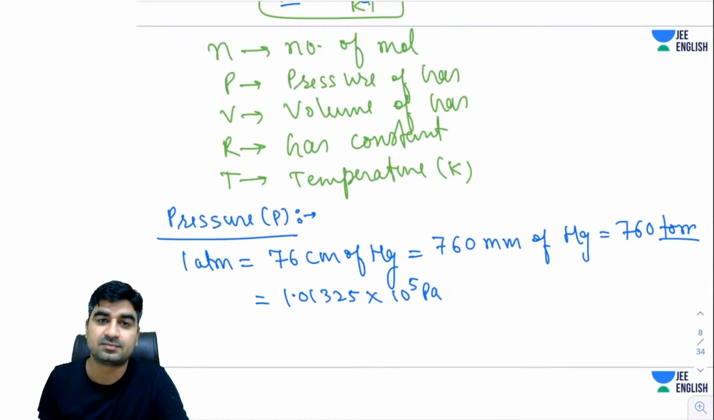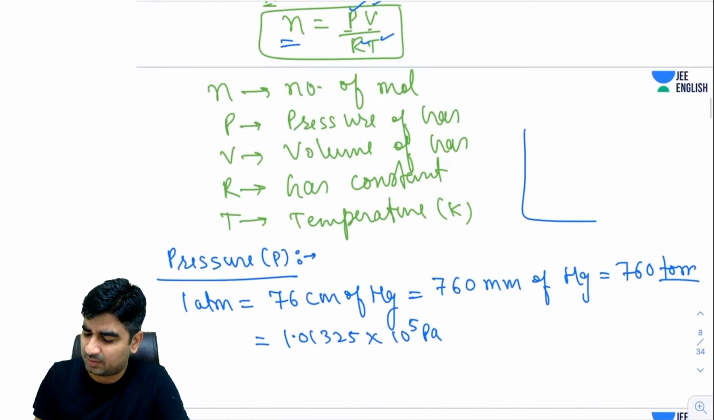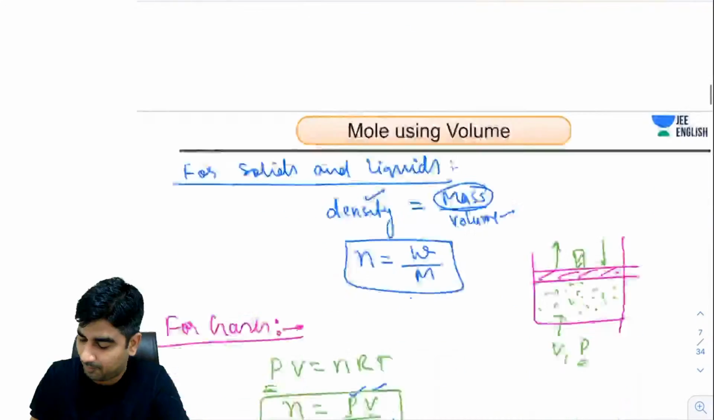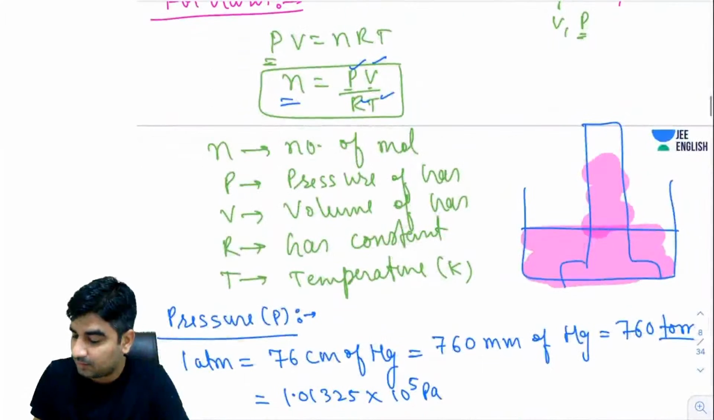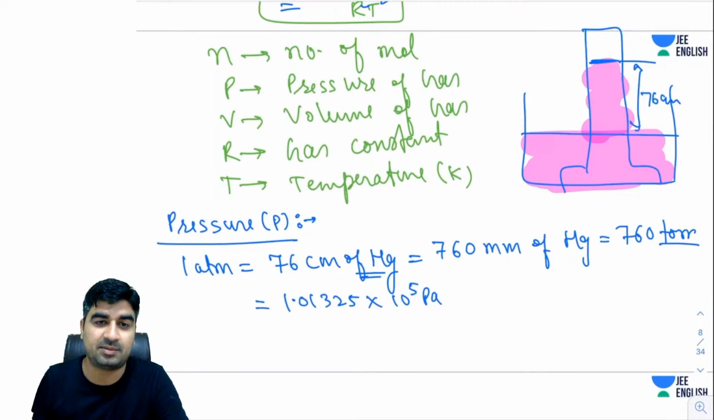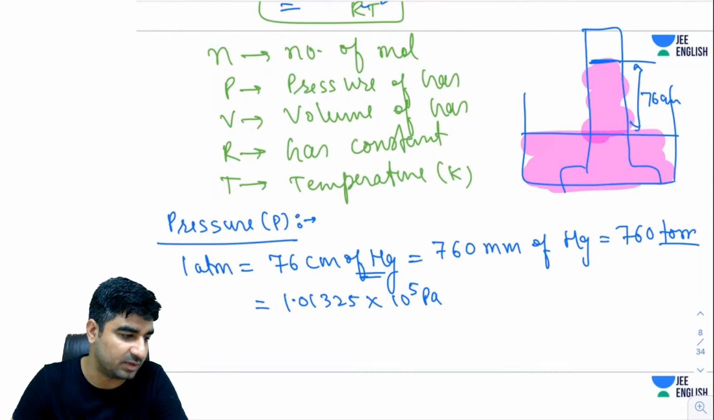Got my point? So actually there was some setup, a barometer, and in a barometer we use mercury, and that mercury is filled like this, and it reaches up to this height, and basically this height comes out to be 76 centimeter. So we measure it in terms of 76 centimeter. I'm not going into details of that.